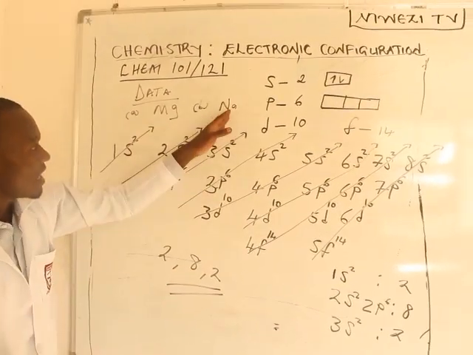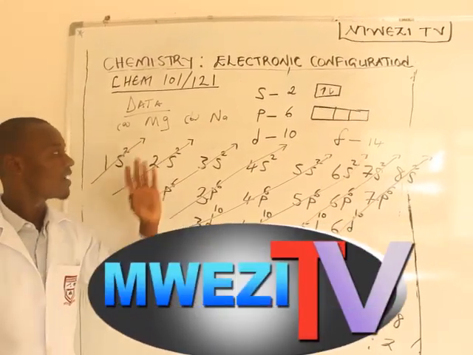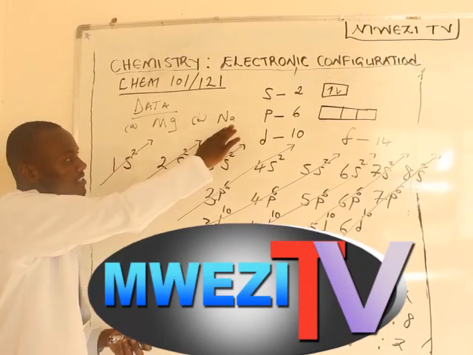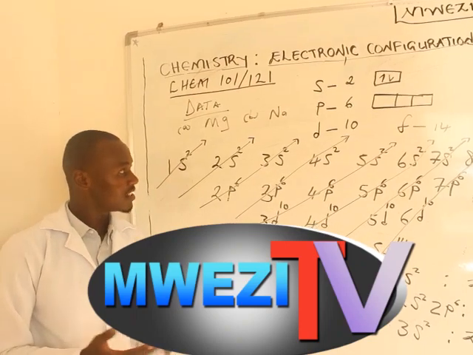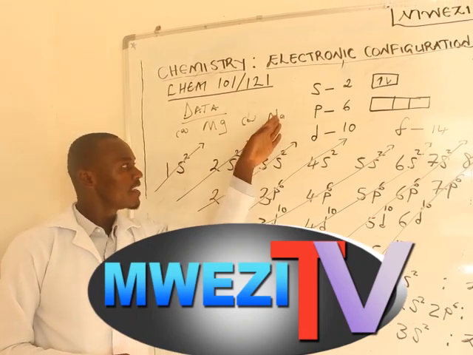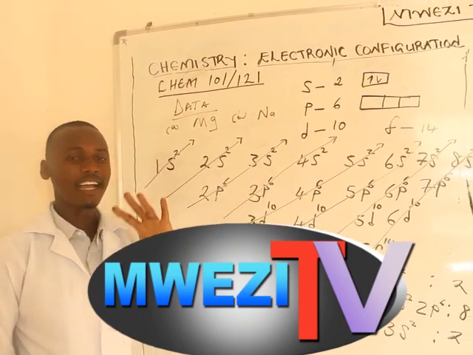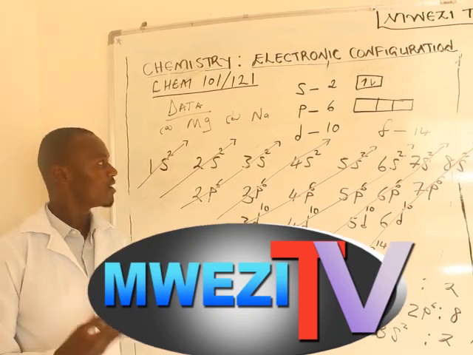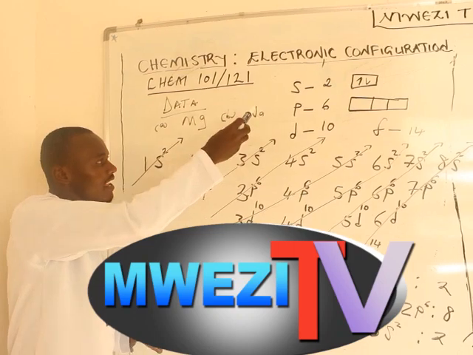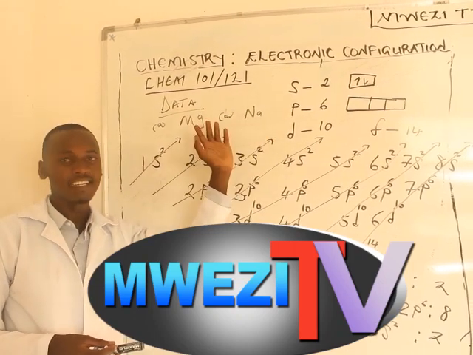So coming to this one, I will not solve it. I will require every one of you to solve this and post on the same channel, Mwezi TV. I want you to solve the SPDF for sodium and the number system for sodium. Many of you may wonder why we have Na. This is natrium in Latin.